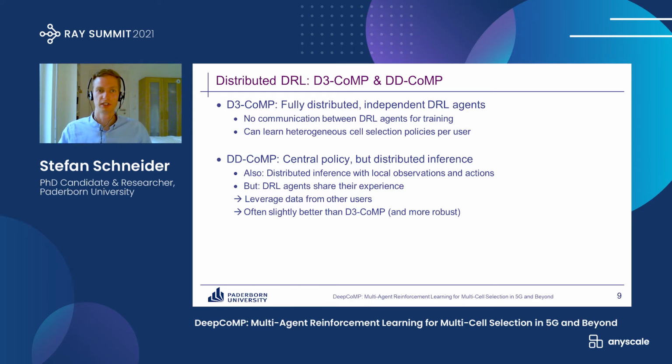And one benefit here is that because they all have their own policy that's being trained independently, they can potentially learn heterogeneous cell selection policies, which might be useful if our users are very different from each other. Then we also have DeepCoMP, which is also a multi-agent approach. It also relies on local observations and actions.